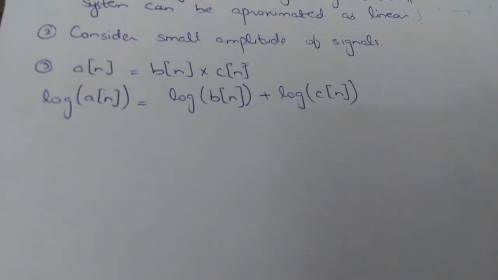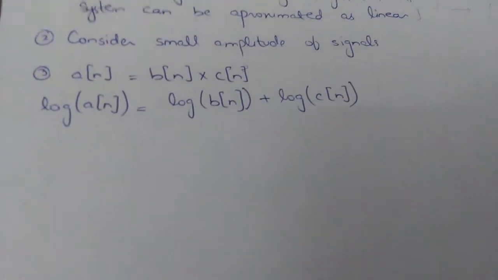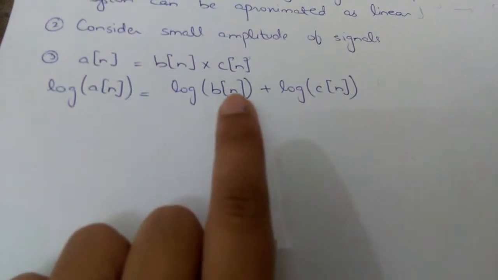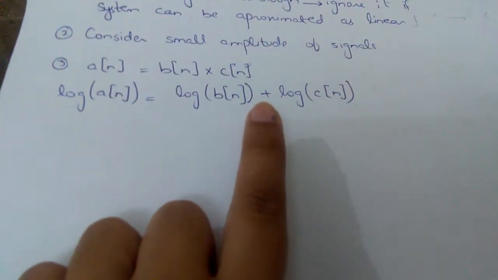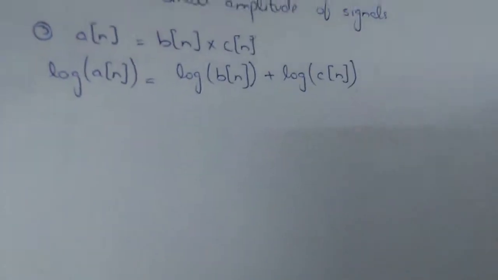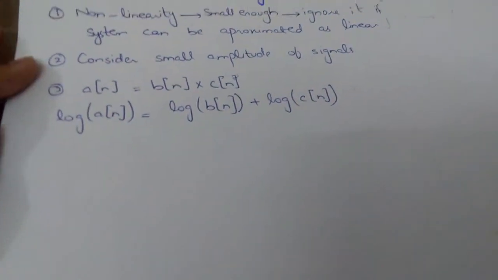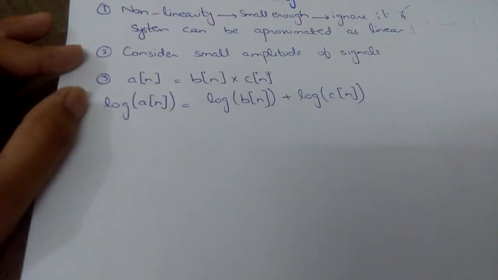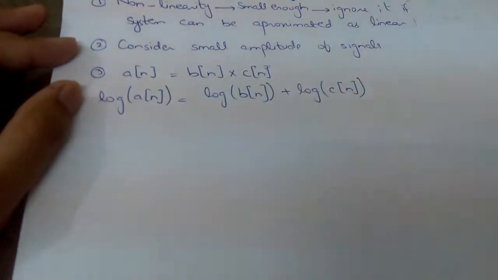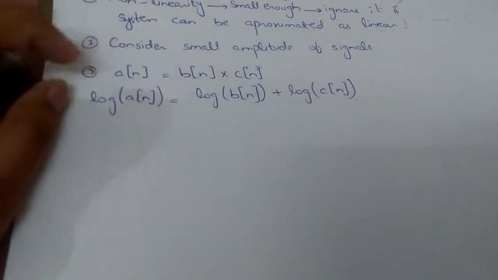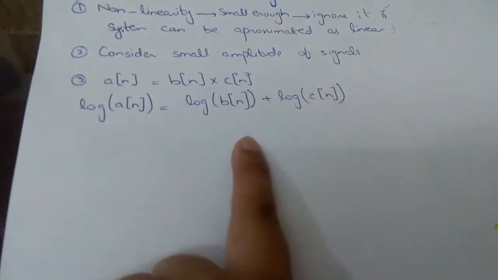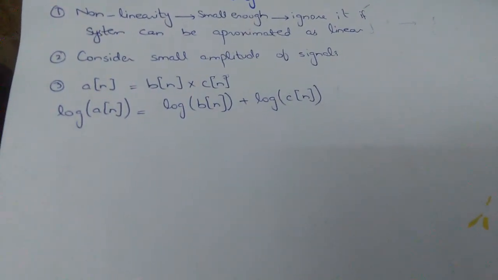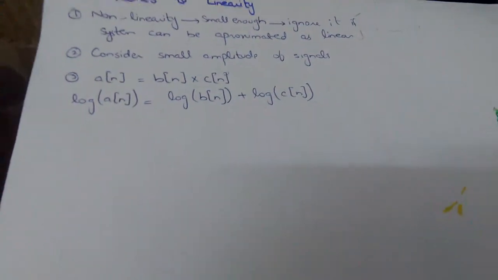And the third point is that when we multiply two signals, for example, a[n] is equal to b[n] times c[n], then this is non-linearity. Multiplication results in non-linearity. This can be sorted out if we apply the logarithm to these multiplicative values: log of a[n] is equal to log of b[n] plus log of c[n]. So it is converted into a linear signal. This is all from this lecture.